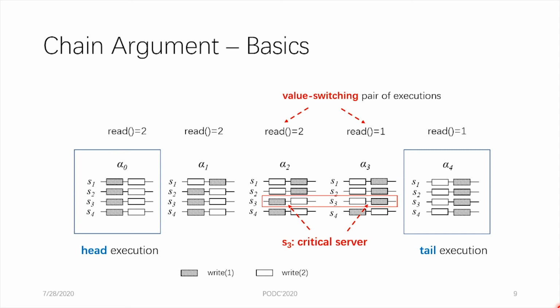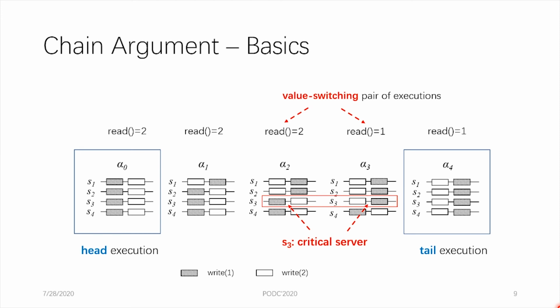To derive an impossibility proof, we mainly use the chain argument. Let me first explain how a chain argument typically works by showing an example. In the chain argument, we have a chain of consecutive executions. First, look at the first execution alpha 0.